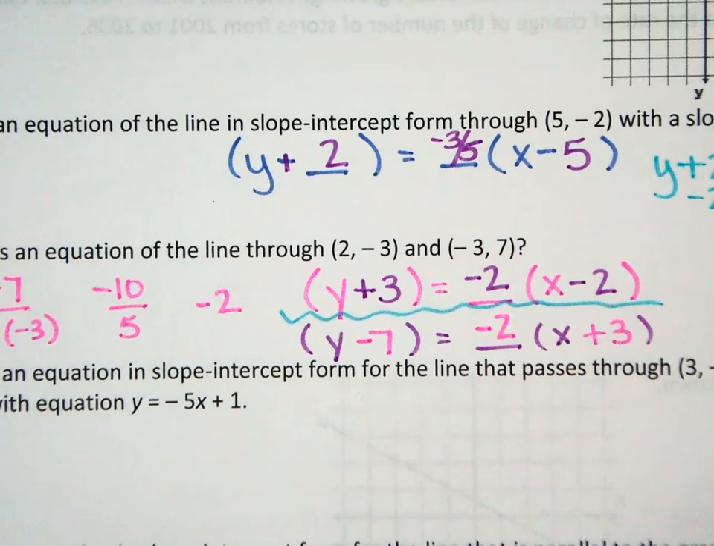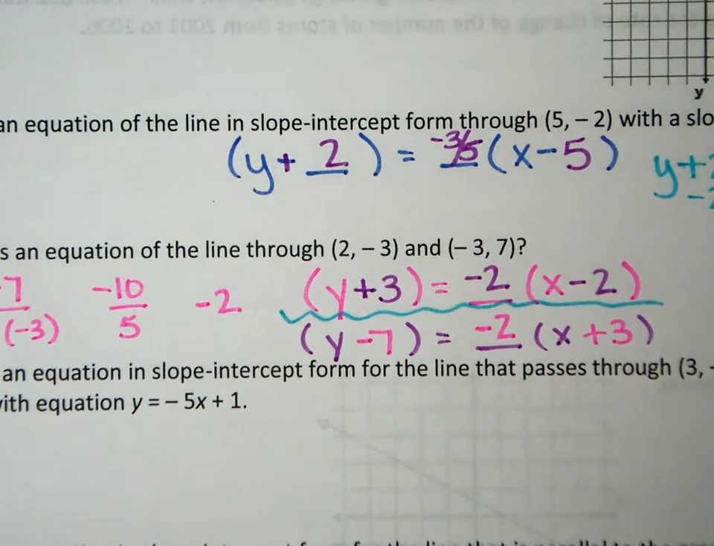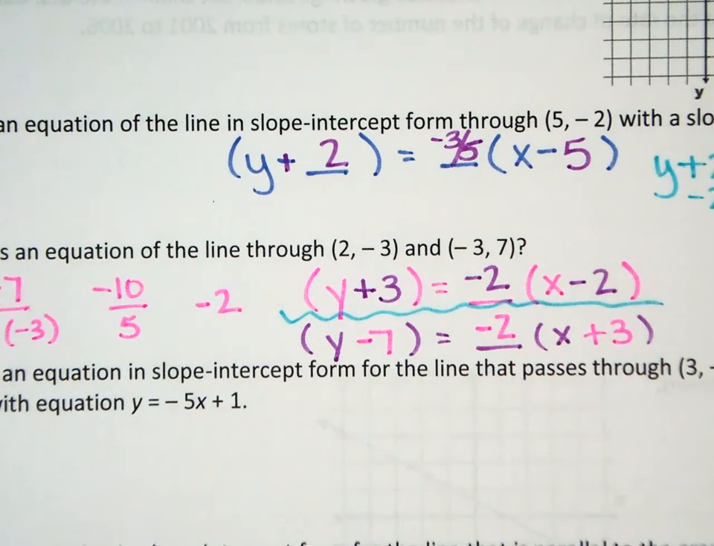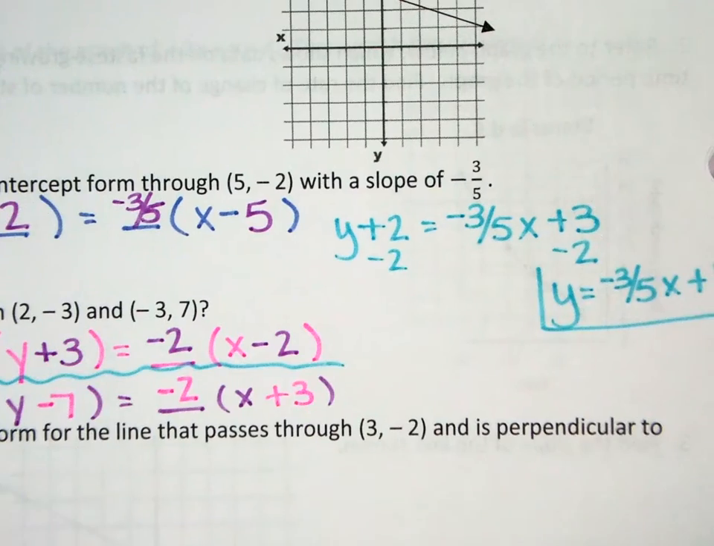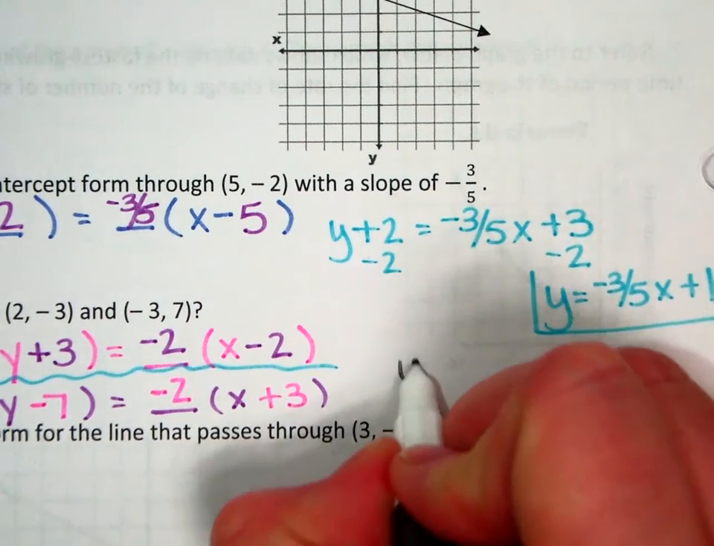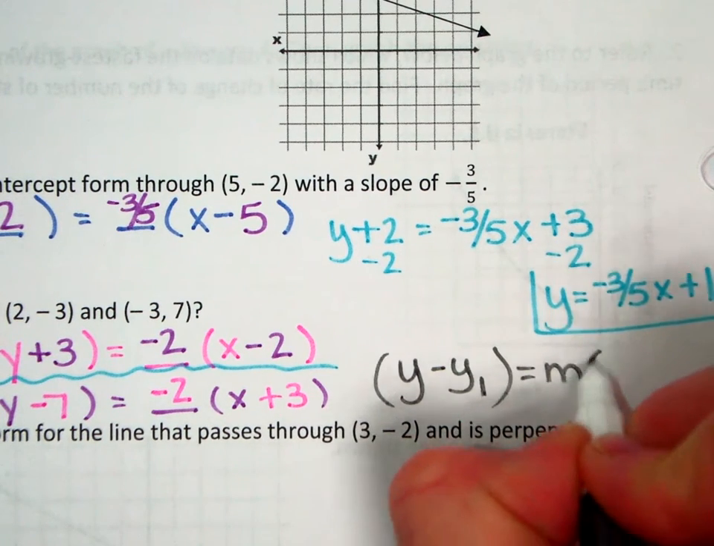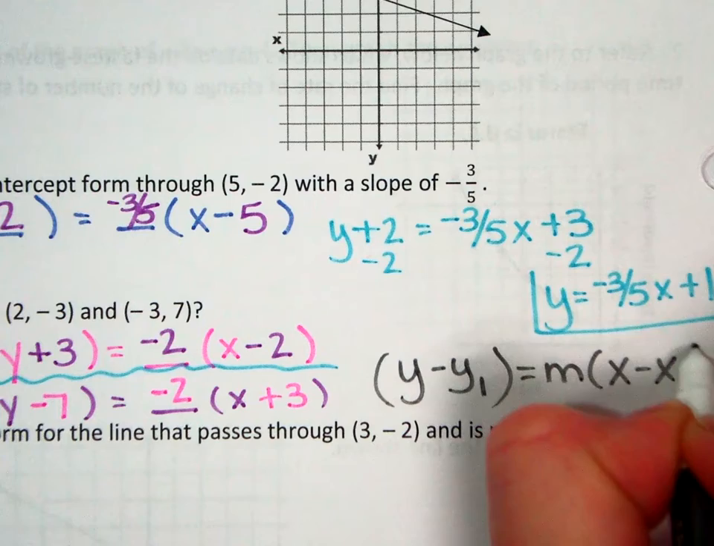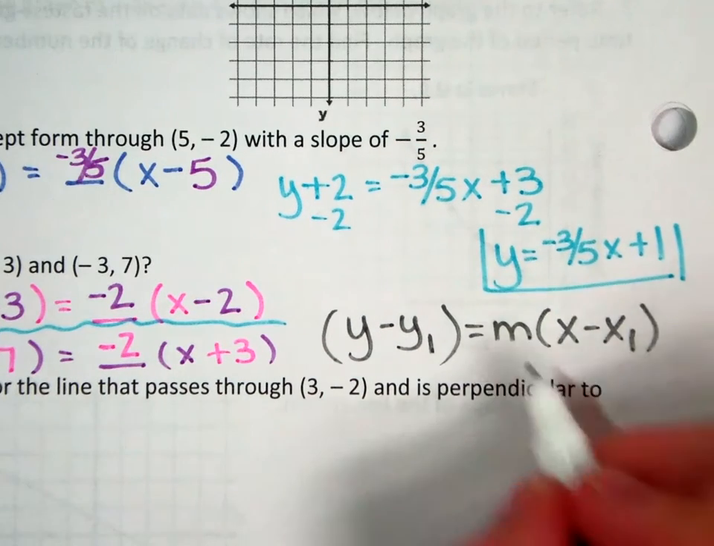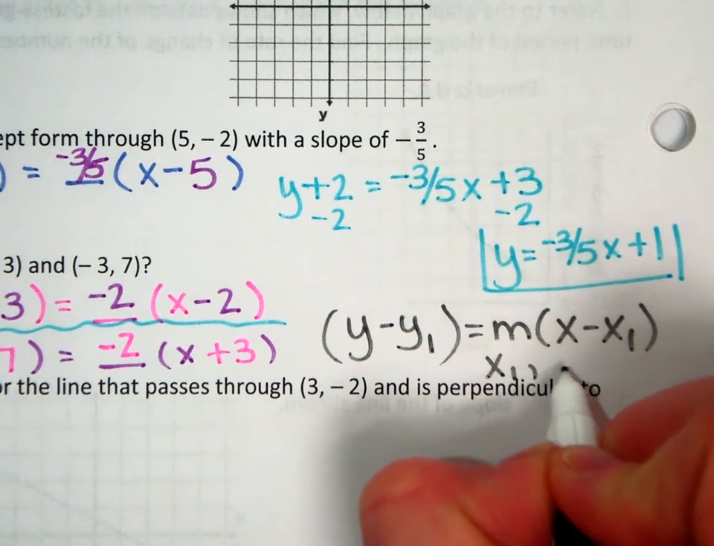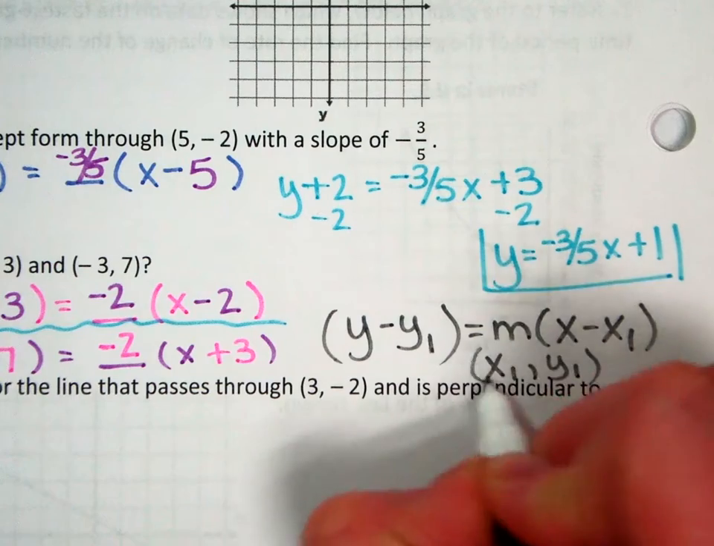The top equation is plugging in the slope with the point 2, negative 3 into the equation of point-slope form. And the bottom one with the pink is plugging in the point of negative 3, 7 into the equation of point-slope form. If you can't remember what point-slope form is, it's this: y minus y1 equals m times x minus x1, where x1 and y1 are the point that you want to go through, and m is your slope.